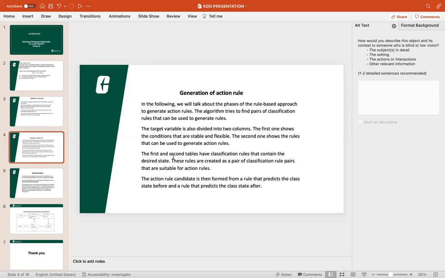Both the first and second tables have the classification rules that contain the desired state in which we are generating the action rule. These rules are created as a pair of classification rules that are suitable for action rules. The action rule is a candidate, confirmed from a rule that predicts the class state before generating the action rule and after generating the action rule.